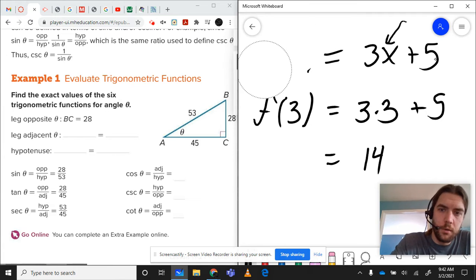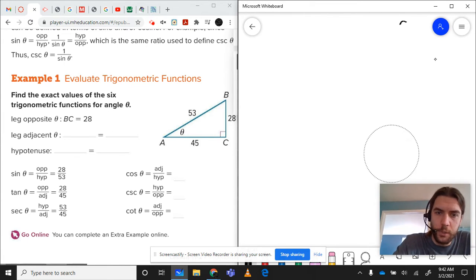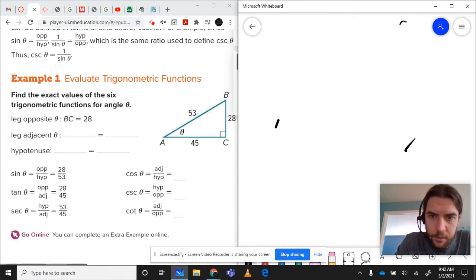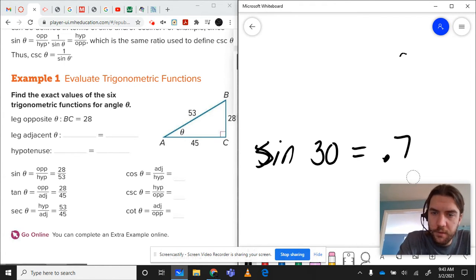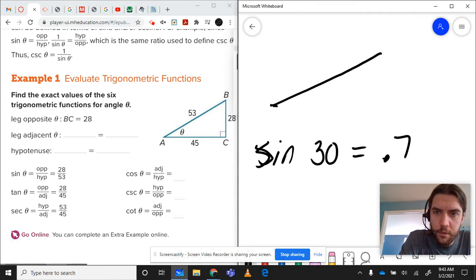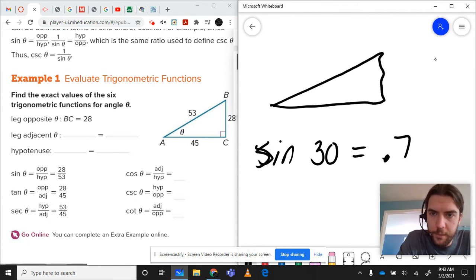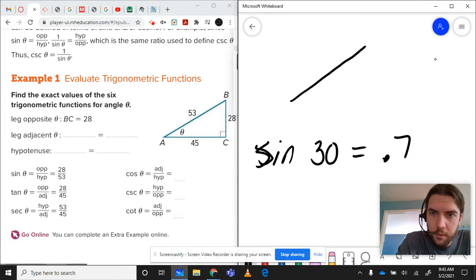So when you hear trigonometric function, when you hear like sine of 30 degrees, and we get out 0.7. Okay, so that was the example I was using a few times, a 30-degree angle, something roughly about like that. The sine is opposite over hypotenuse. I don't think I quite drew that like a 30. That's probably too big.